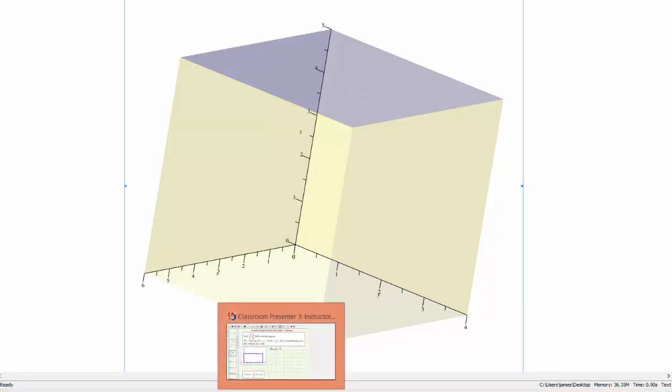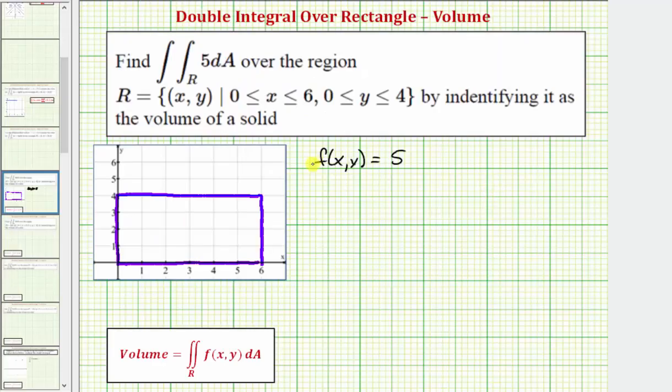So going back to our work, using a geometric formula, the value of the double integral over the region R, again, is going to be equal to the area of the base times the height, which we can see the area of the base would be 6 times 4, 24, times the height, which would be the function value of 5, giving us a volume of 120 cubic units. But let's also set this up as a double integral and then evaluate the double integral.